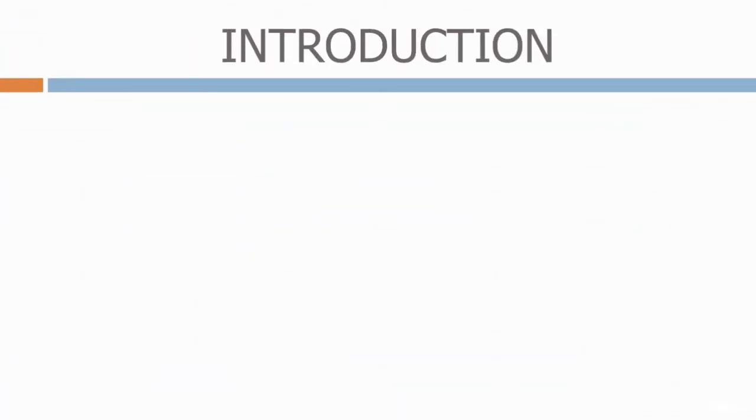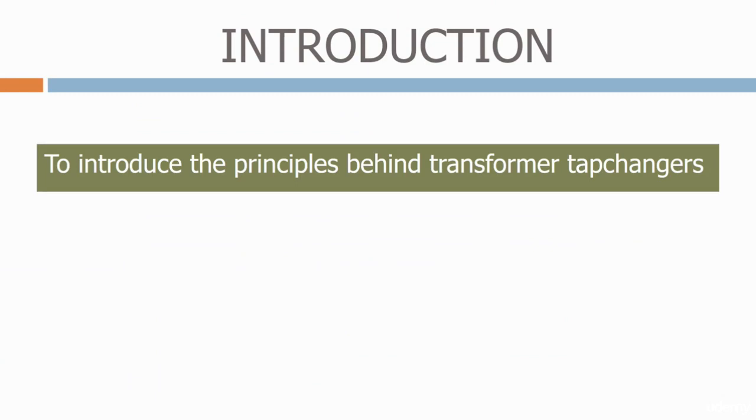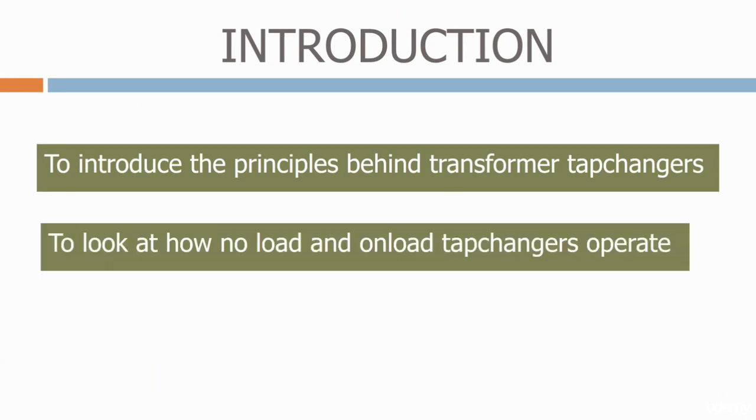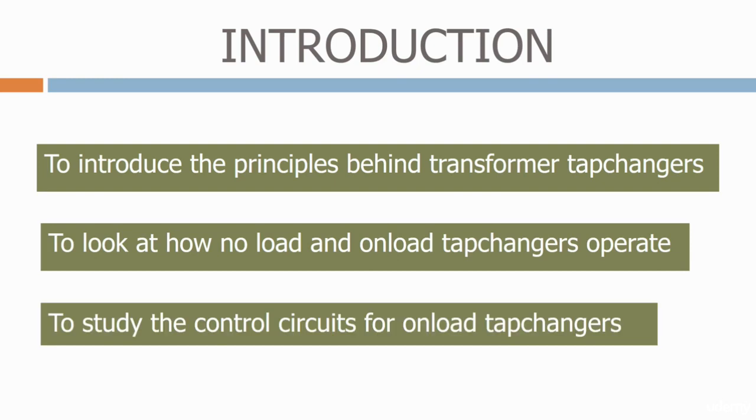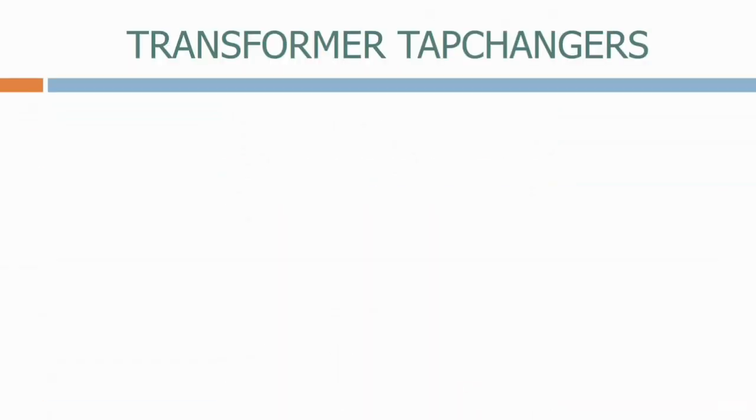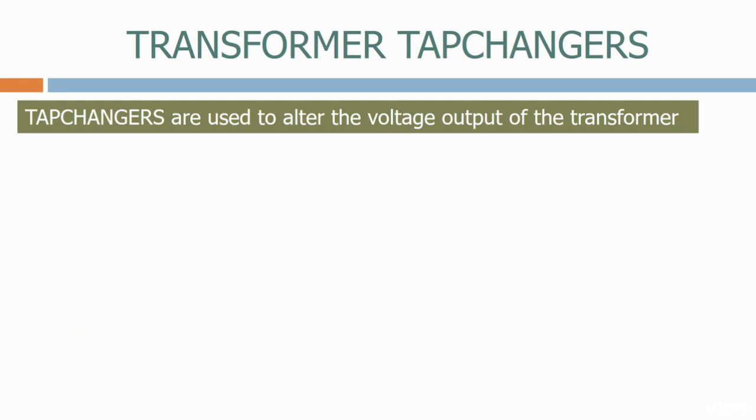The aims of the course today are to introduce the principles behind transformer tap changers, to look at how no-load and on-load tap changers operate, to study the control circuits for on-load tap changers. Tap changers are used to alter the voltage output of the transformer.